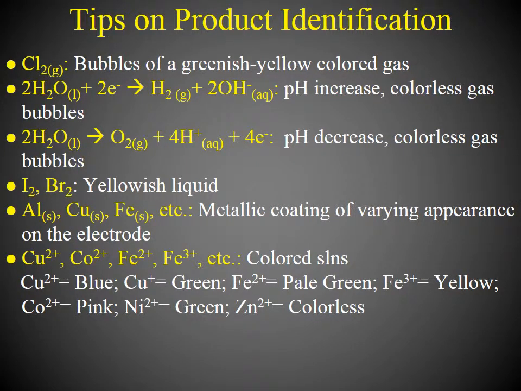By the way, on an AP exam, you may be asked to describe visually what occurs at the anode and cathode. And here are some typical solutions or products and their colors and appearance. Just take a look at this slide and do your best to remember as many as you can.